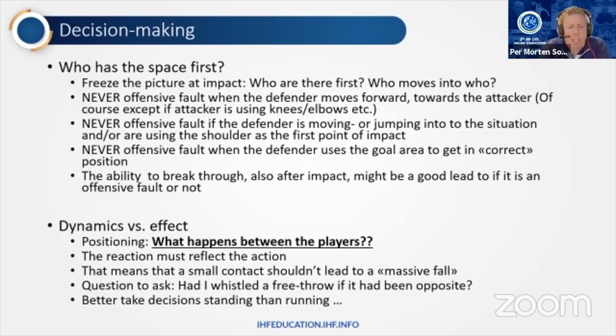So for the referees to be able to see this, of course, the positioning is essential. You have to have an angle which makes you able to see what's happening between the players. If you see here, you can't see what's happening behind my hand. But if you have an angle like this, you can see that a player is running into another.